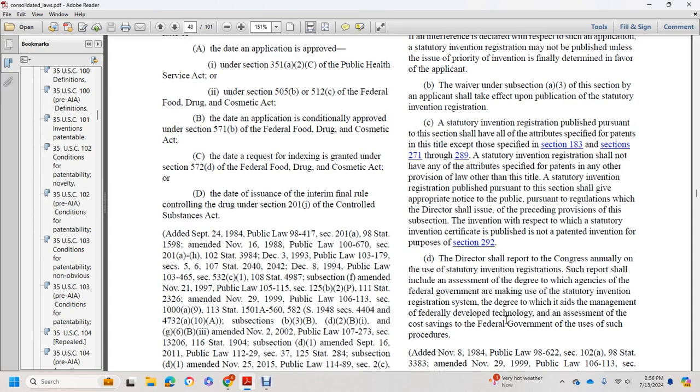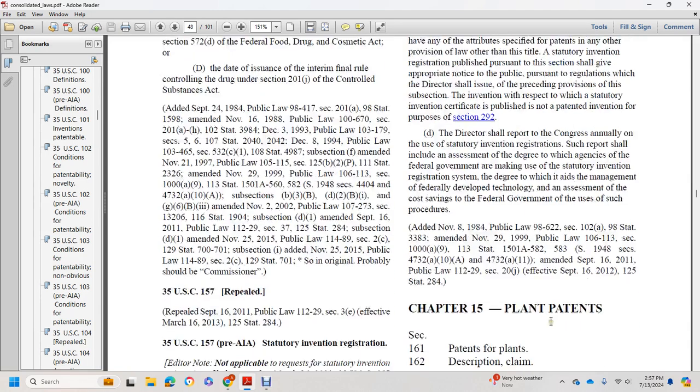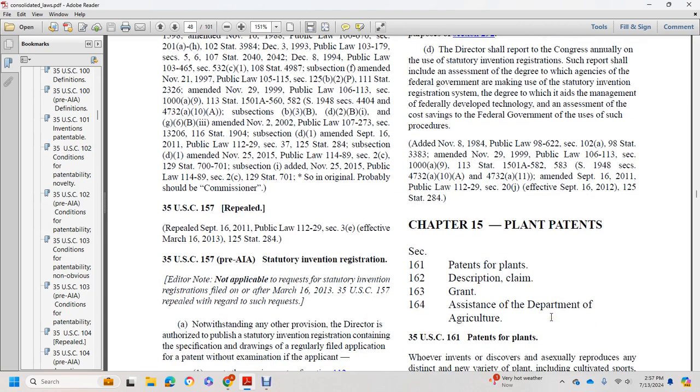The Director shall report to Congress annually on the use of the statutory invention registration, and the report shall include an assessment of the degree to which the agencies of the federal government are making use of the statutory invention registration system, the degree to which it aids the management of federally developed technology, and an assessment of its cost to the federal government from the use of such procedure. Chapter 15, Plant Patents.